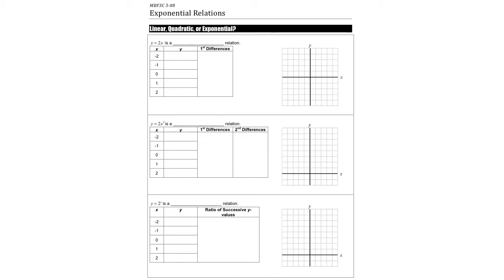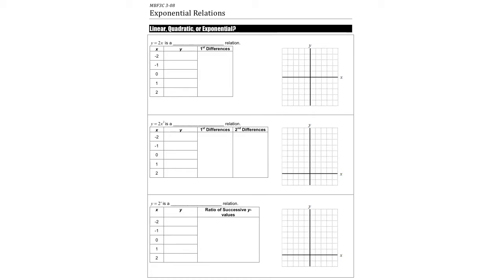In Spiral 1, we talked about exponents and exponent laws, but this time we're going to talk about exponential relations. Now, we've talked about relations before. We've seen linear relations and quadratic relations. So exponential relations are different.